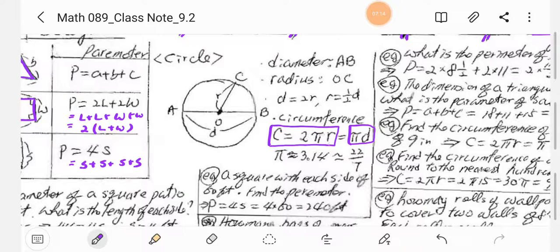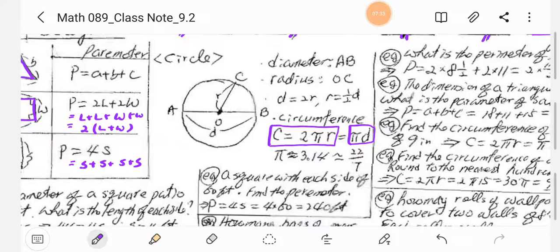So that is always 2 pi r. And what is the value of pi? Pi is always 3.14. This is an irrational number. 3.14, and it does not terminate and does not repeat. It's an irrational number.